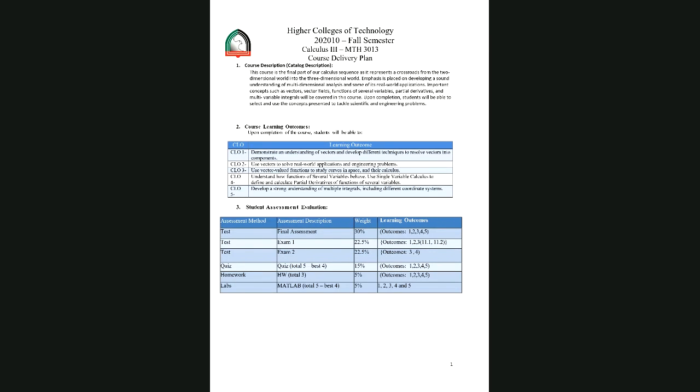We'll be introduced to double and triple integrations. So instead of talking about single integration, we will talk about double integration if the function has two variables, and we'll be talking about triple integration if we are talking about a function which depends on three variables.